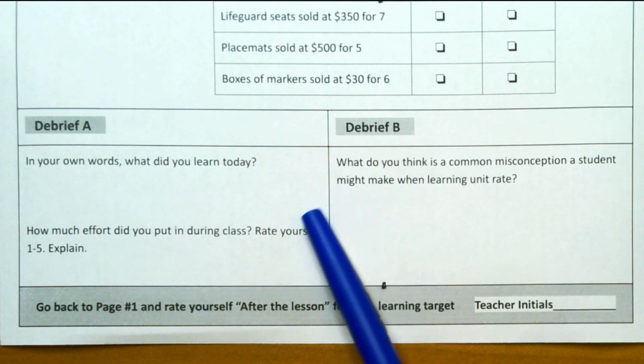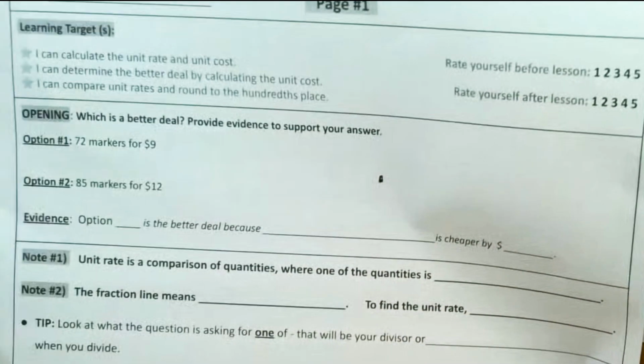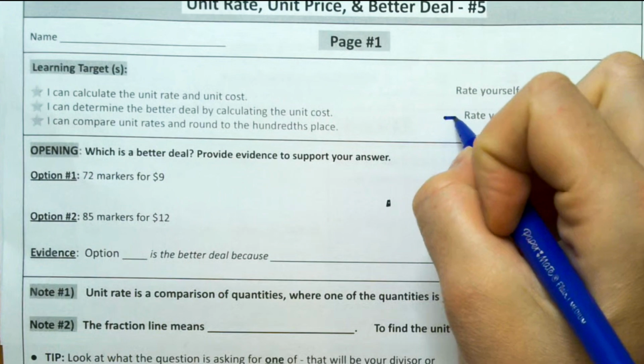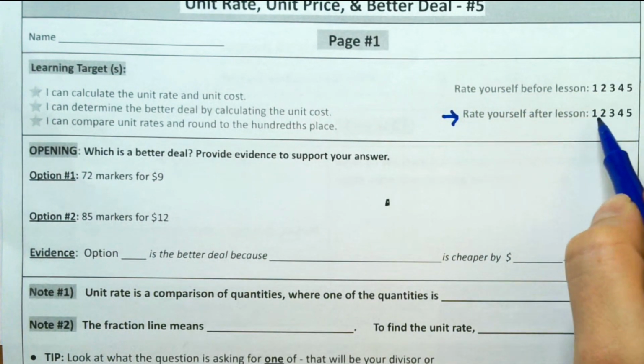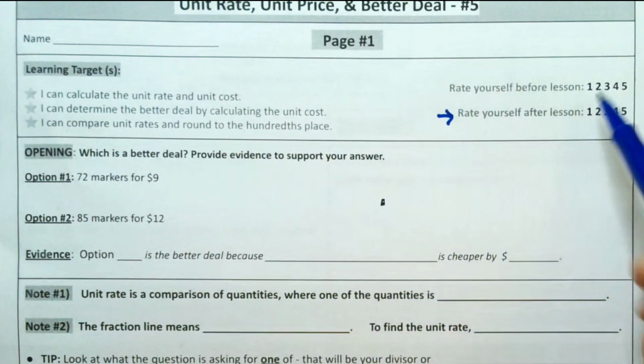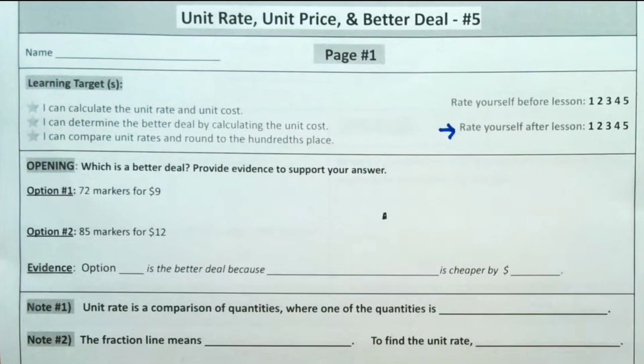Once you've answered these 3 problems, go back to page number 1 and rate yourself after the lesson for each learning target. So now that we've gotten more practice in, rate yourself 1 through 5, how confident do you feel with these learning targets now? 1 being the lowest, 5 being the highest.